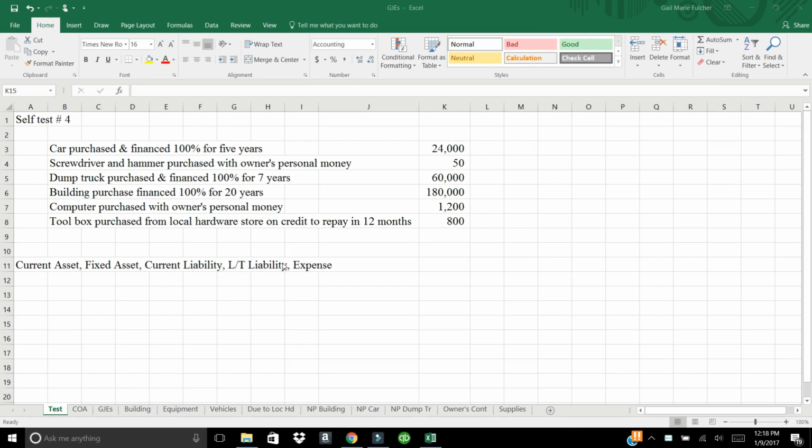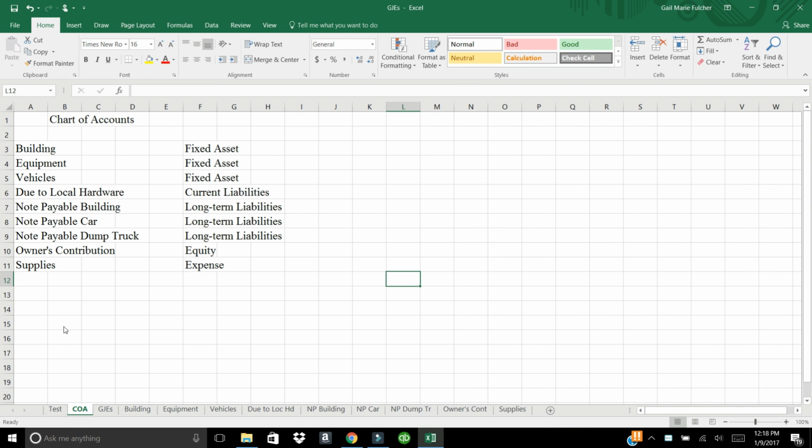Now let's go over the answers. So the first thing was the chart of accounts, and hopefully your chart of accounts looks something like this. The building, equipment, and vehicles all belong in the fixed assets section of your balance sheet. Due to local hardware belongs in the current liability section. The note payable building is a long-term liability because it's going to take more than a year. Same with the note payable car and the note payable dump truck.